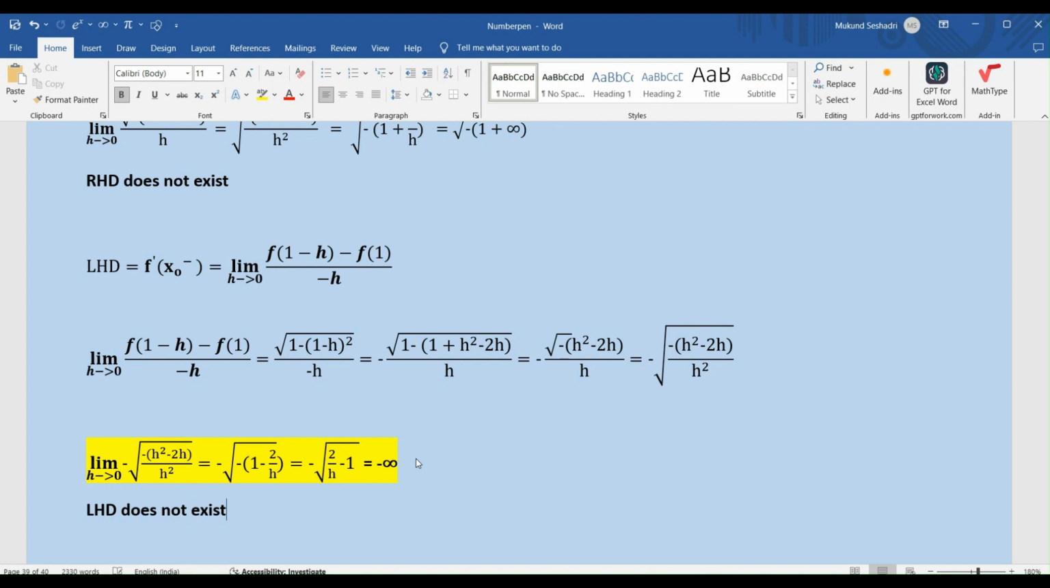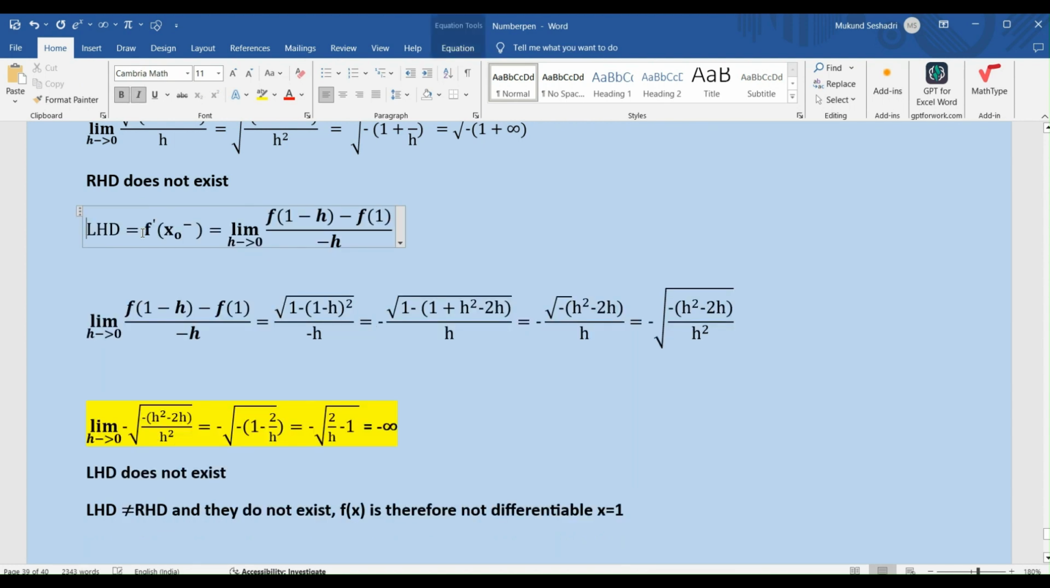So it means that the function f of x equals root of 1 minus x square is not differentiable, because my LHT and RHT do not exist, and the function f of x is therefore not differentiable at x equals 1, right? So that's how we go about solving this particular problem.